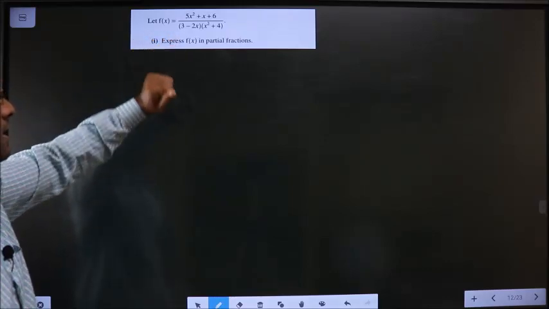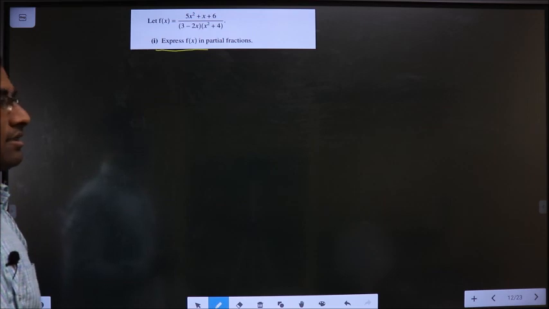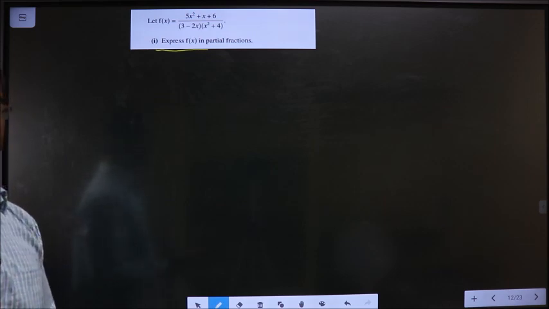Let f of x equal to this, express f of x in partial fractions. Whenever you want to express it in partial fractions, first you should check whether it is proper or improper. And how do we check that? See here.